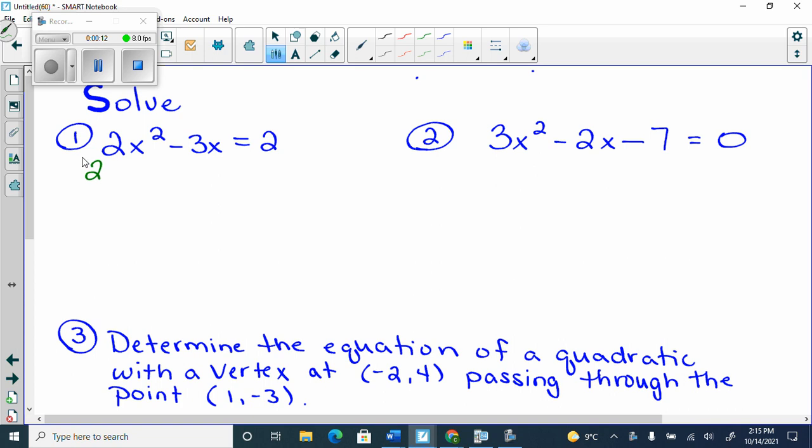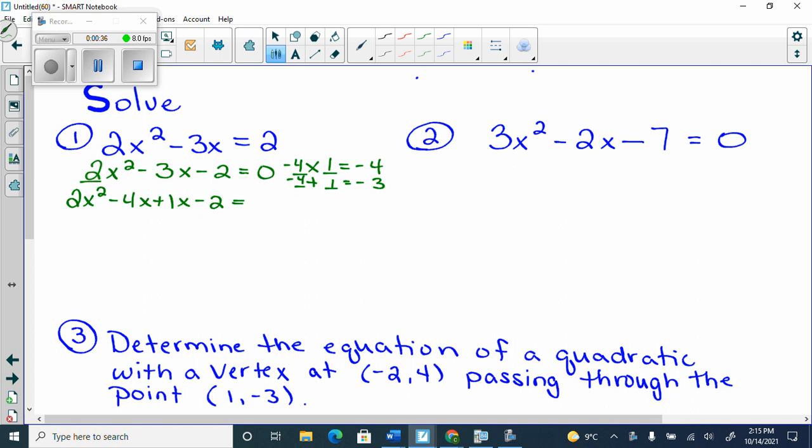So we're going to go 2x squared minus 3x minus 2 equals 0. What times what equals negative 4? What plus what equals negative 3? Negative 4 and 1. And we have to decompose because we have a number in front of our x squared that isn't 1. So we're going to get 2x squared minus 4x plus 1x minus 2.